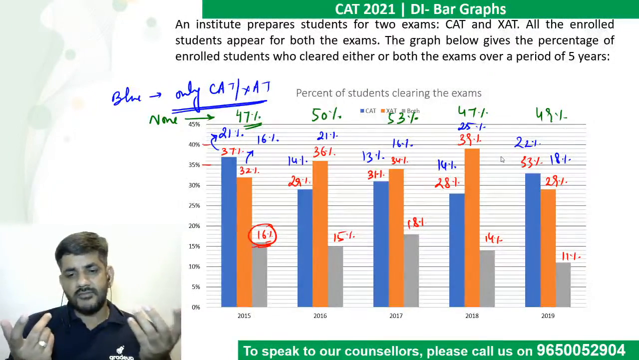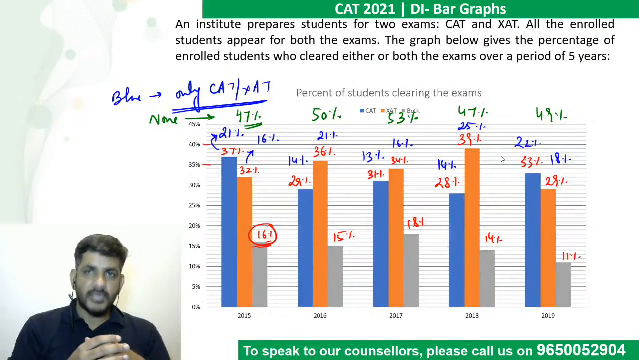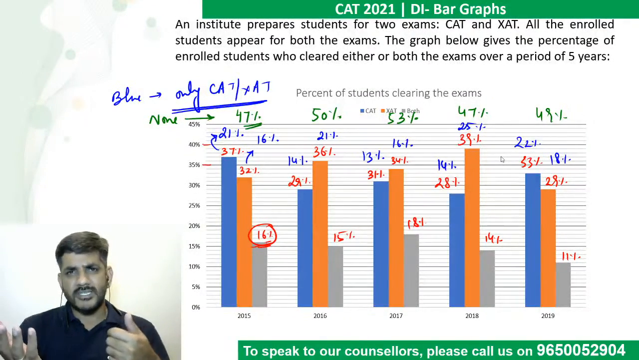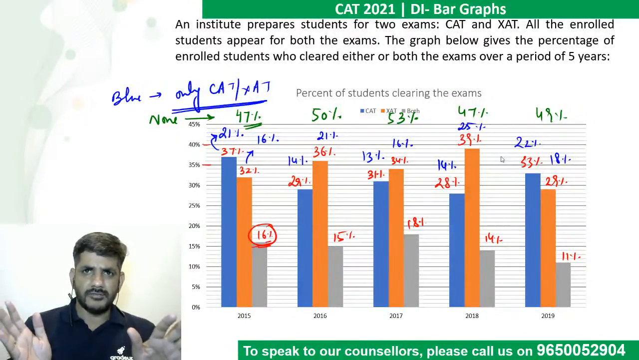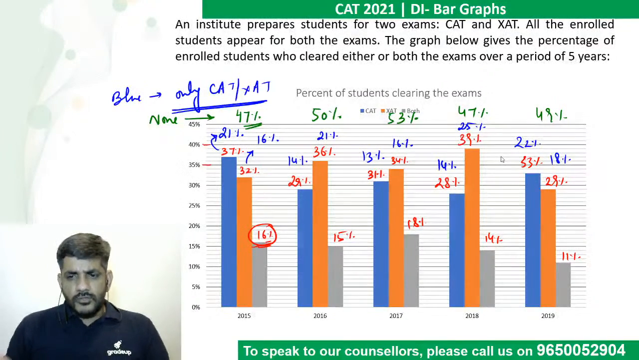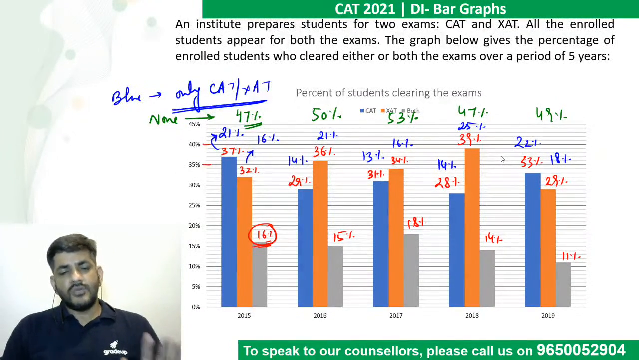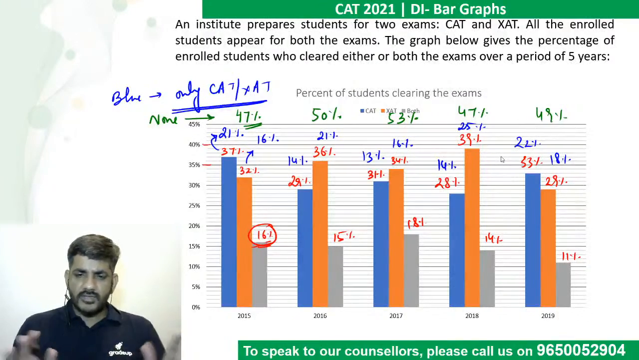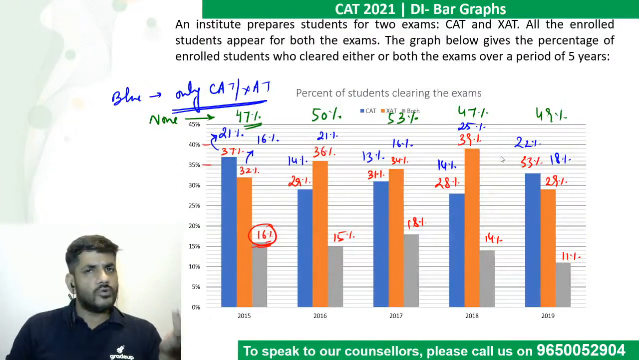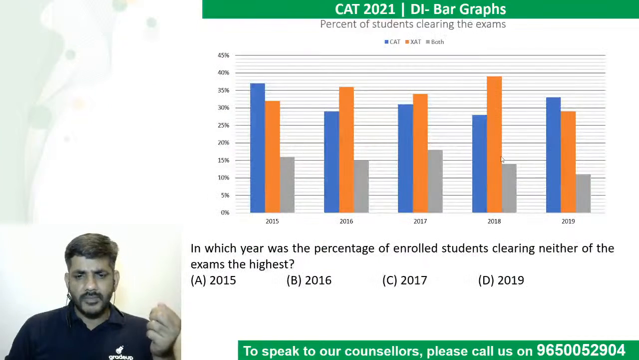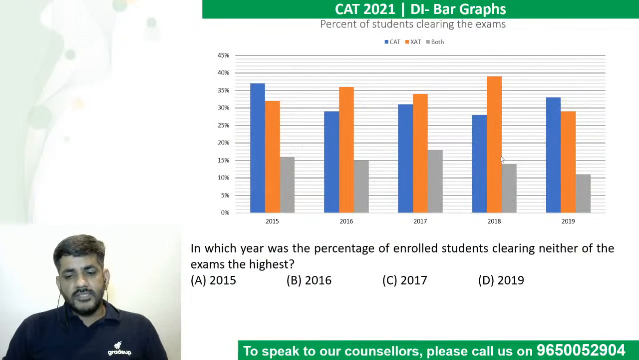So you can do this if you are comfortable. If you ask me, if I am writing the exam, I probably will not write all these values. I will go question wise because I'm comfortable with bar graphs, right? If you are not comfortable, this gives you the confidence that okay, I have done everything, I have understood this. Now I just have to look at the questions and answer. Okay, look at the first question. In which year was the percentage of enrolled students clearing neither of the exams the highest?